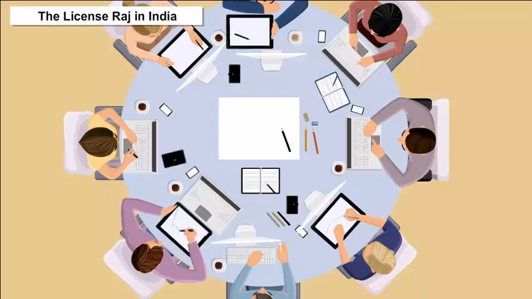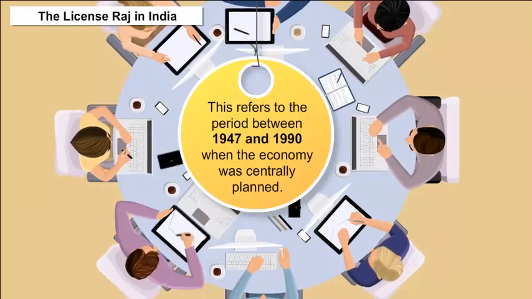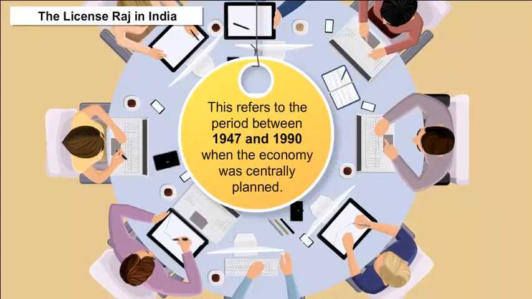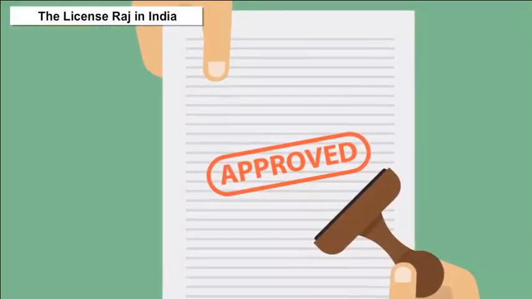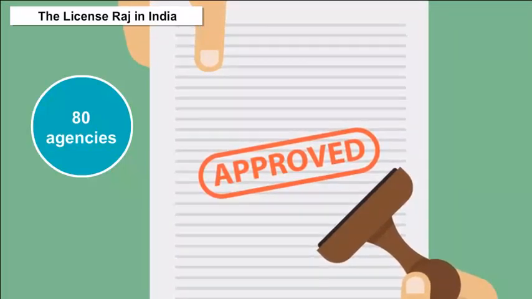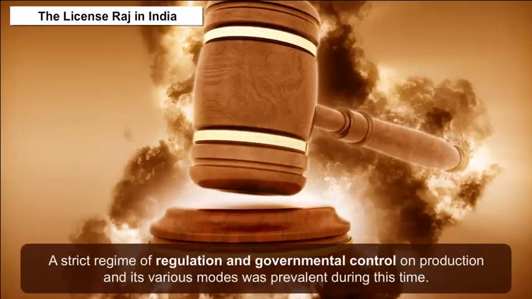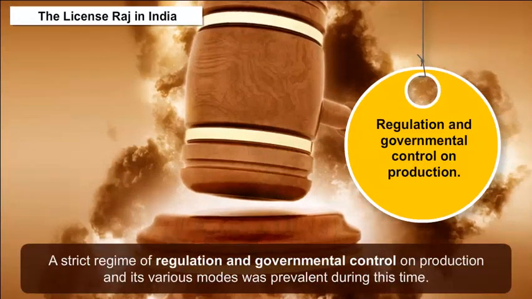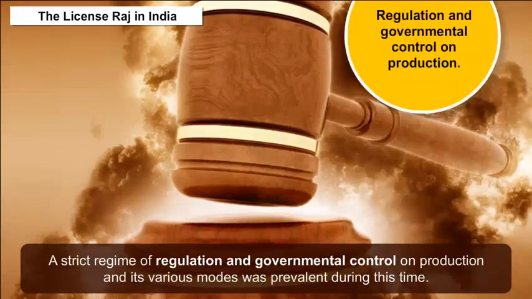The License Raj in India. This refers to the period between 1947 and 1990, when the economy was centrally planned. Apparently, it needed approval from 80 agencies before a license to produce something could be obtained. A strict regime of regulation and governmental control on production and its various modes was prevalent during this time.